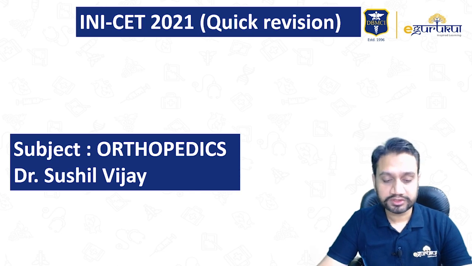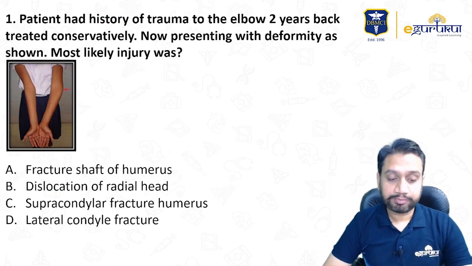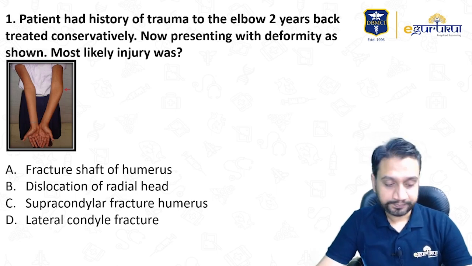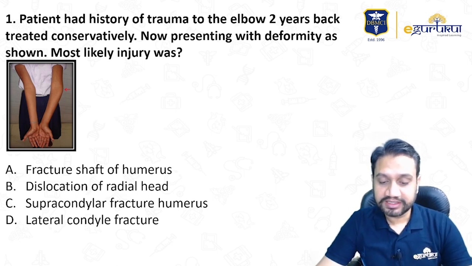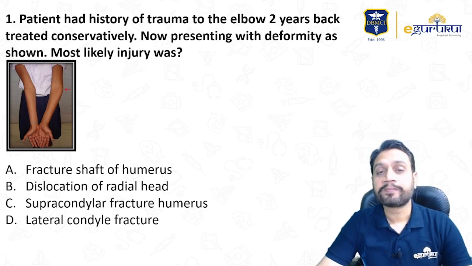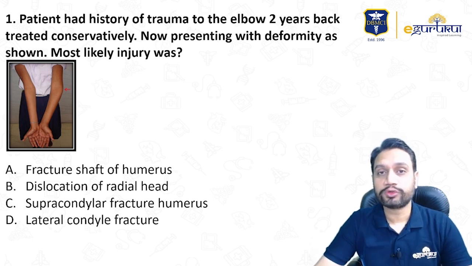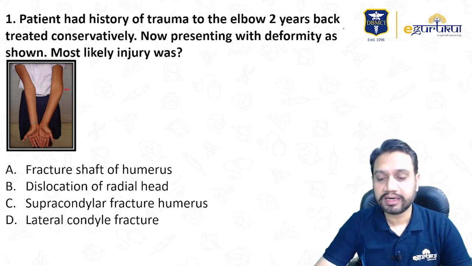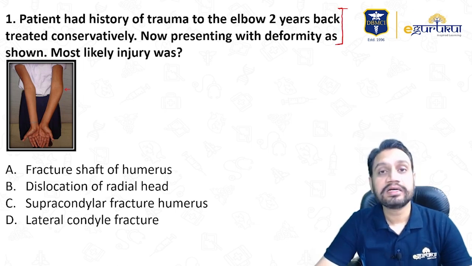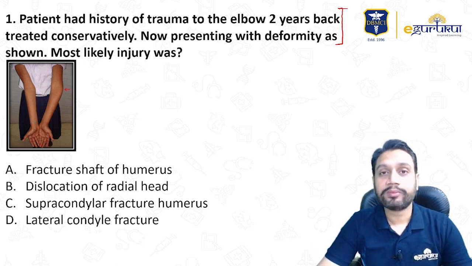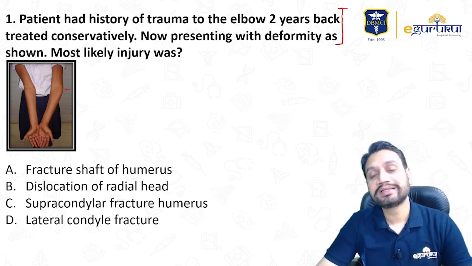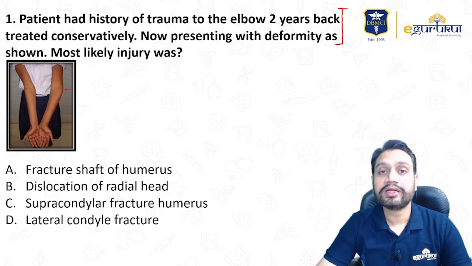Let's see the questions. Number one: a patient had history of trauma to the elbow 2 years back, treated conservatively somewhere, now presenting with the deformity as shown. Most likely injury was? Please focus on the topic as a whole that we want to discuss, not just the language of the question. The topic of deformity is very important. Let's first solve this question and then come to the other things I want you to remember in your exam.